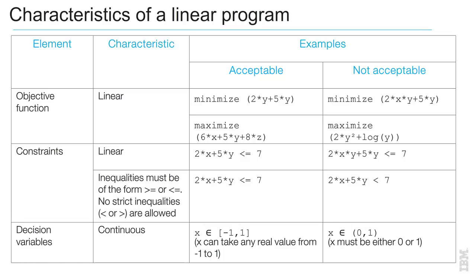Inequalities must be of the form greater than or equal to, or less than or equal to. Strict inequalities such as strictly less than or strictly greater than are not allowed. In LP, all decision variables must be continuous. The unacceptable example defines the domain of the decision variable to be 0 and 1. This defines x as a discrete variable, which is not allowed in LPs.